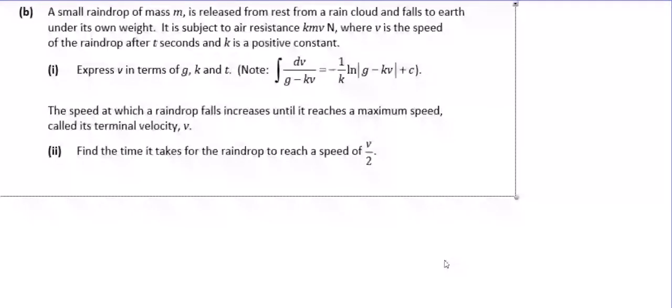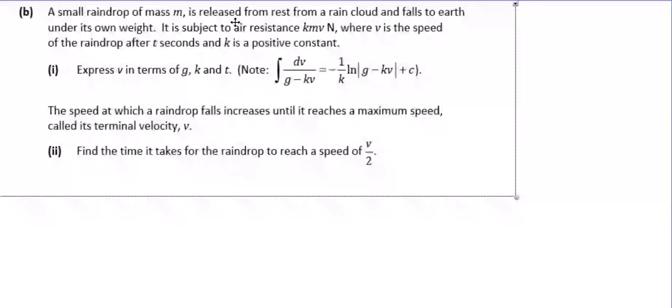19dB10b. A small raindrop of mass m is released from rest from a rain cloud and falls to earth under its own weight. It is subject to air resistance kmv. Okay, so it's not per mass. That's the total air resistance, where v is the speed of the raindrop after t seconds and k is a positive constant. Express v in terms of g, k, and t, noting the following.